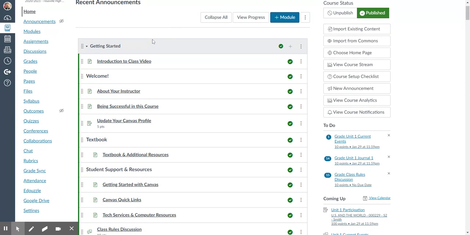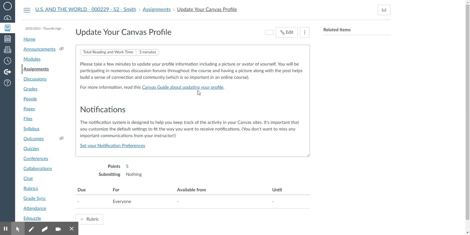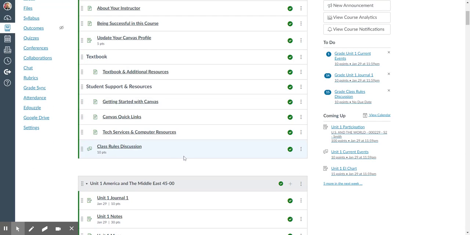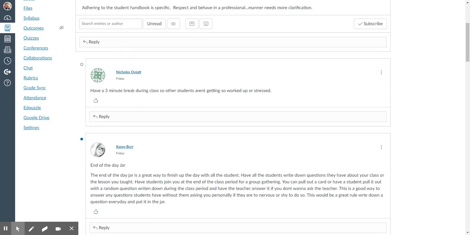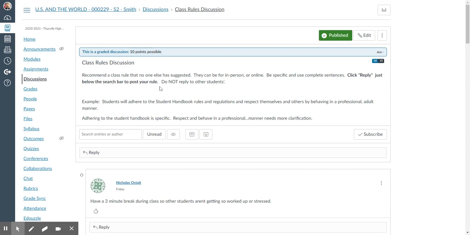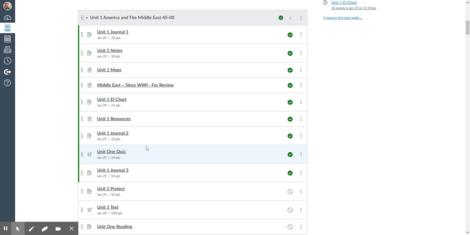First of all, just looking at this beginning module, you can see, if you haven't already done this before, to update your Canvas profile. So add your picture if you haven't already, for instance, and update any other pertinent information. Then there is the class rules discussion. If you click on that, you can just click reply right there and add a rule that no one else has already posted.